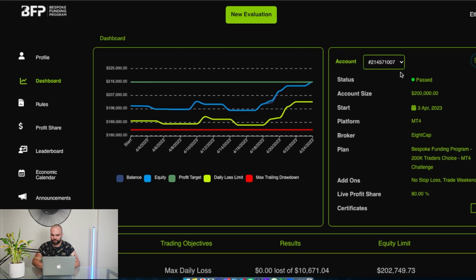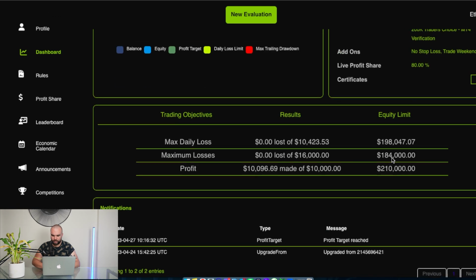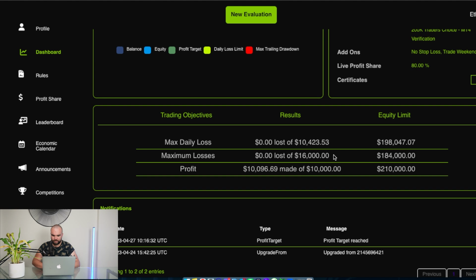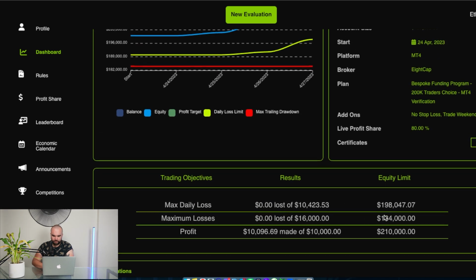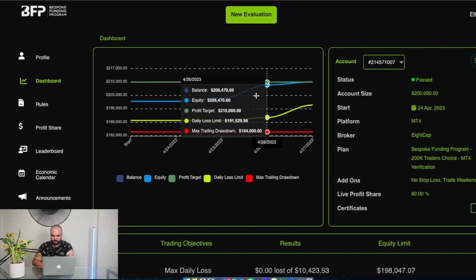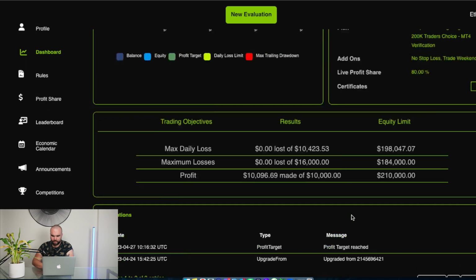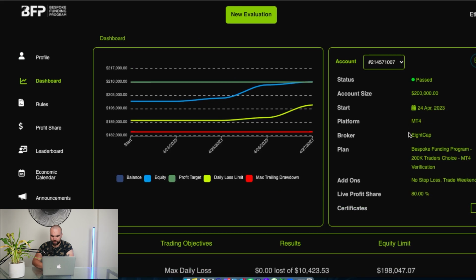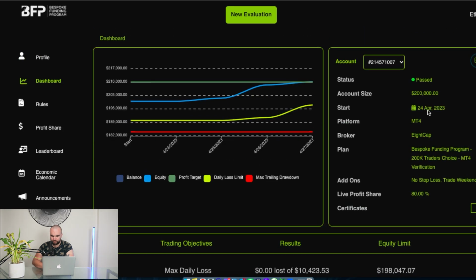As you can see, I'm busy with a few other accounts as well. So phase two, our profit target was 10,000, okay? 210,000, which I made 10,096. And then you can see here how the account progressed. Again, it also shows all the details for the account when it started and the platform MT4. Okay. Obviously this is when the account was issued to me.